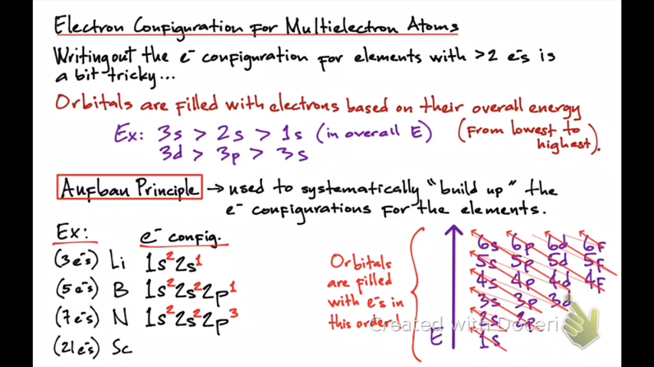So remember that a p sublevel can hold a maximum of 6 electrons. Okay, so the p sublevel contains 3 orbitals, and each orbital contains a maximum of 2. So 3 times 2 gives you 6 electrons in the sublevel. All right, so this is the electron configuration for the nitrogen.